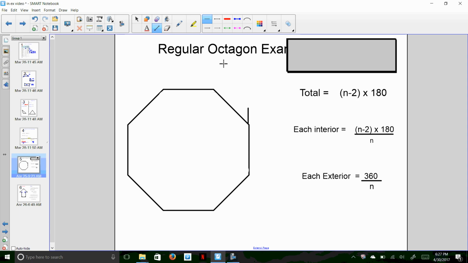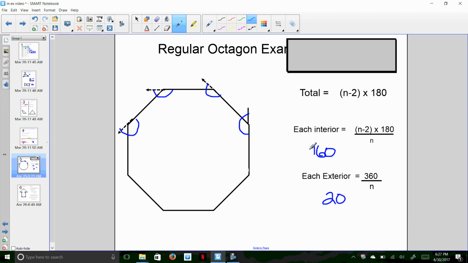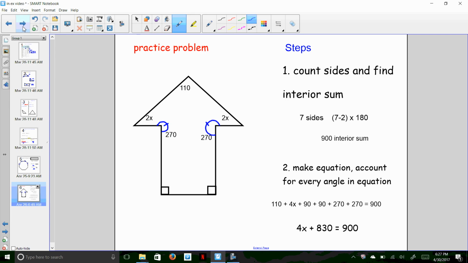Also, I want you to see this: every single exterior-interior combo is a half circle. So every interior and exterior should add up to 180. So, for example, if this is 160, that's an example, I haven't done the math, its exterior should be 20 because these have to add up to 180.